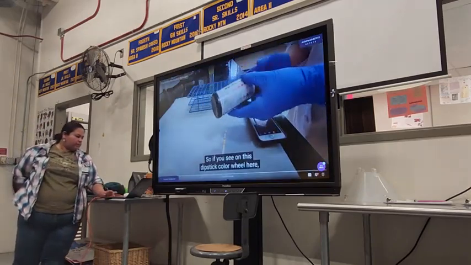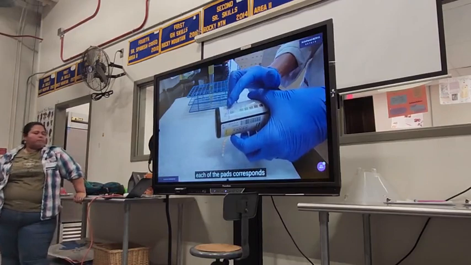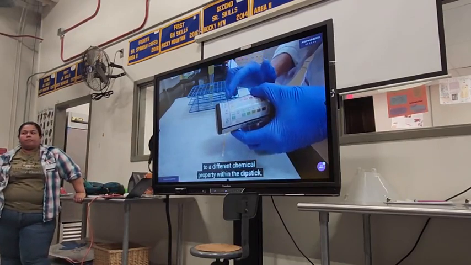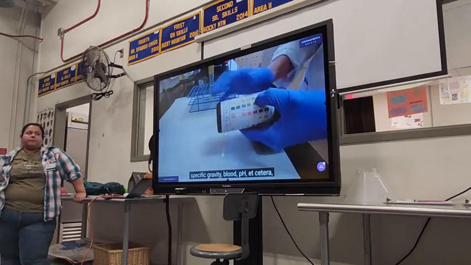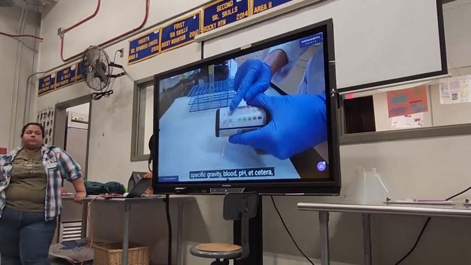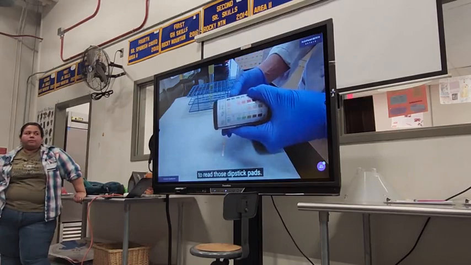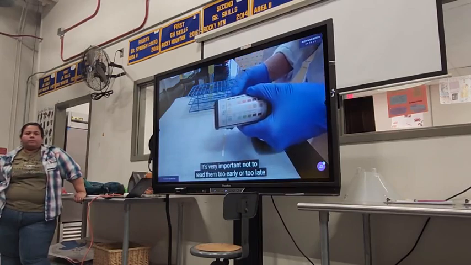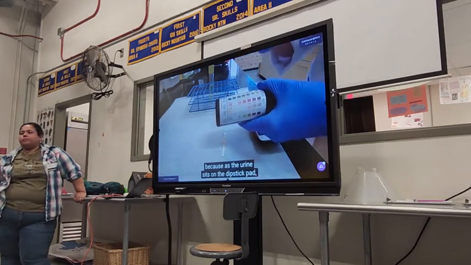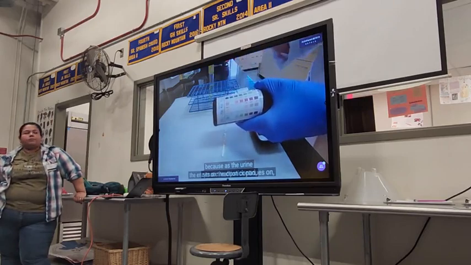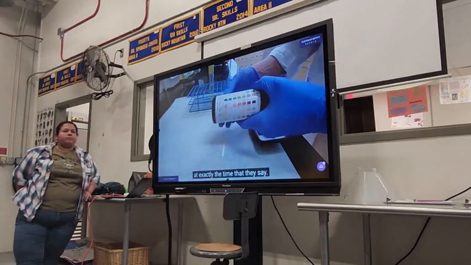So if you see on this dipstick color wheel here, each of the pads corresponds to a different chemical property within the dipstick. So we have glucose, bilirubin, ketones, specific gravity, blood, pH, etc. And then next to them, it has the number of seconds that it will take, at which point you'll need to read those dipstick pads. It's very important not to read them too early or too late, because it will affect the color change, because as the urine sits on the dipstick pad, the enzymatic reaction continues on. So it's very important that you read them at exactly the time that they say.